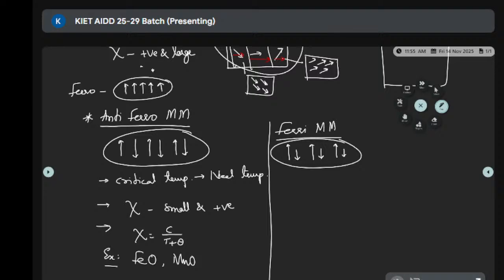Ferro. Anti-ferro. Tell me, what difference do you notice among these three? All are oriented in the same direction. Others are anti-parallel alignment with equal magnitudes, and resultant.